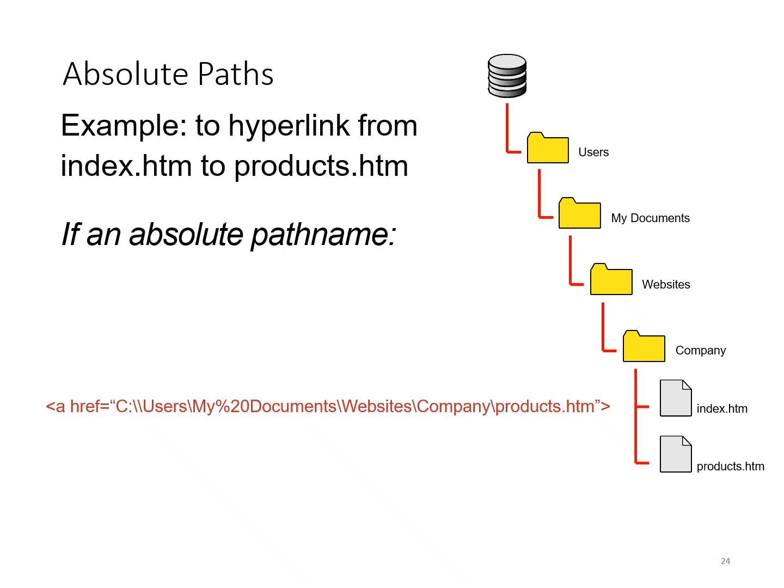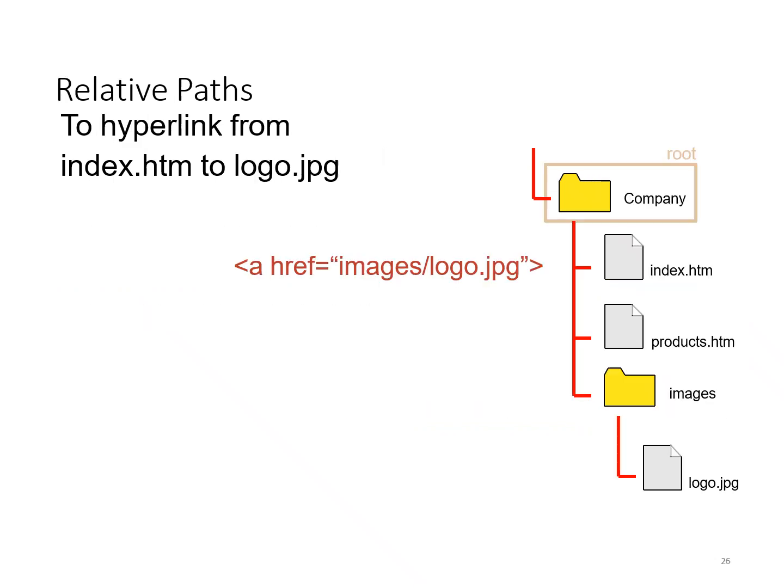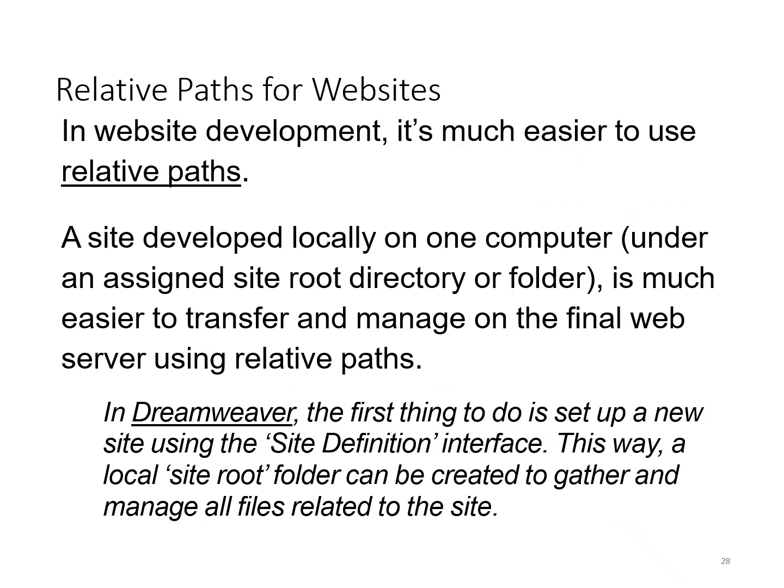Example: an absolute path for a hyperlink from index.html to product.html. Now the relative path version. With company defined as the working or site root directory, the relative path is used to hyperlink from index.html to product.html, and from index.html to logo.jpg. The hyperlink from product.html back to index.html goes up one level in the directory hierarchy.